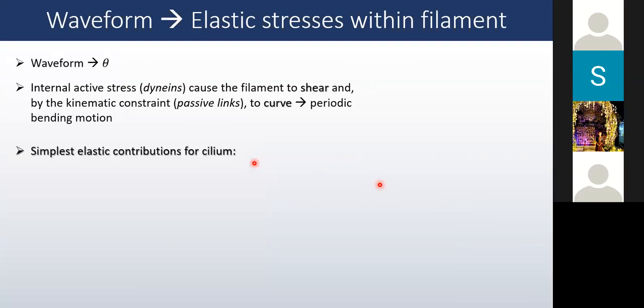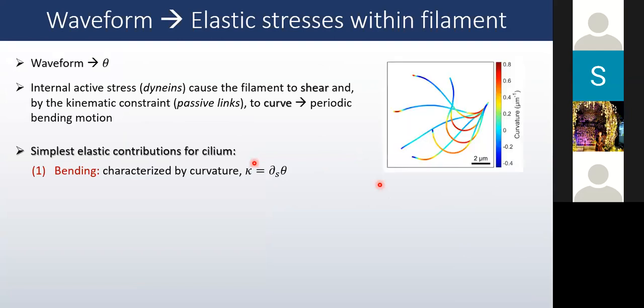So what can be the simplest elastic contributions for a cilium? First is that of bending. It is characterized by the curvature, which actually tells you how the tangent angle changes along the filament length. And if you color plot it on the filament, you can see the portion which is most curved has the highest curvature. And how do you write the elastic energy for bending? It is similar to what you write for a spring: F spring is proportional to the displacement. Similarly, the bending moment is proportional to the curvature. With the spring force you have a spring constant; here you have the bending rigidity of the filament.